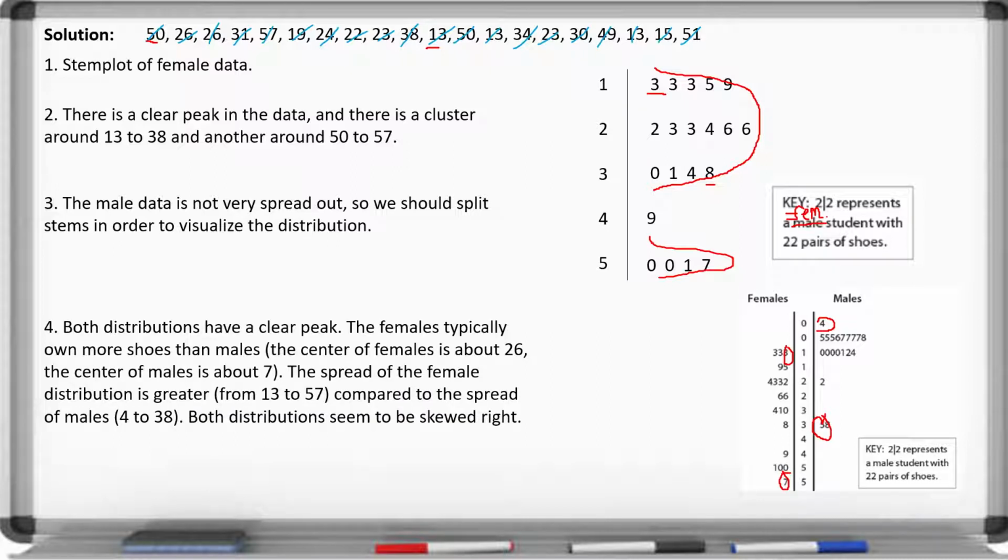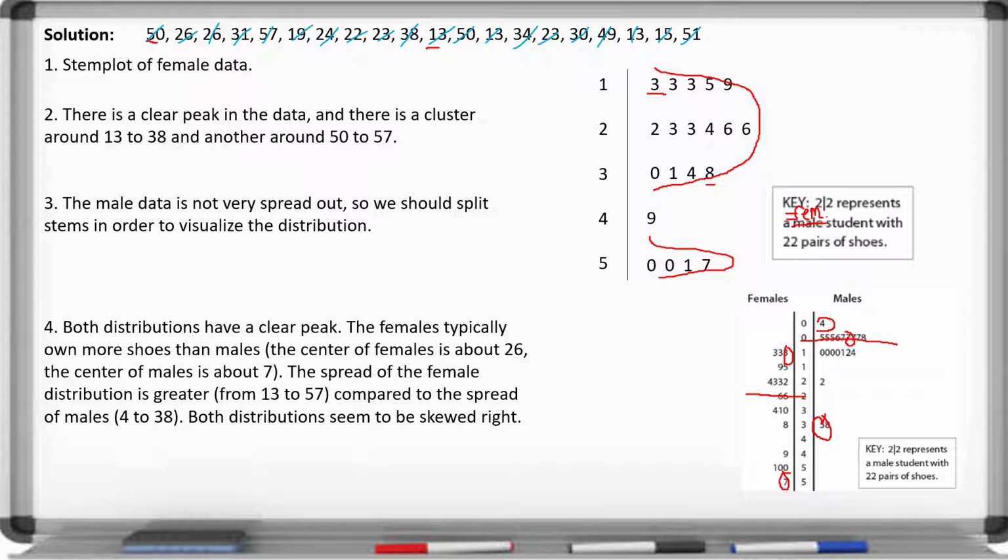All right, so now let's compare both distributions using the split stem and leaf plot. The females typically own more shoes than the males. The center of the females is roughly around here, so we'll say about 26. The center for the males is about 7. So if we cut it in half around there, it's about 7. So if we compare them, clearly the male center is lower than the females.